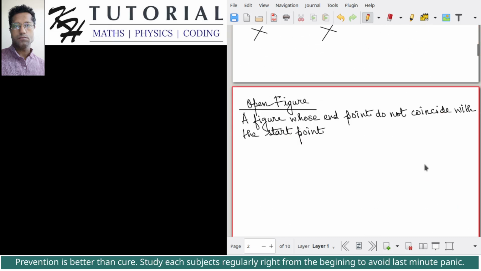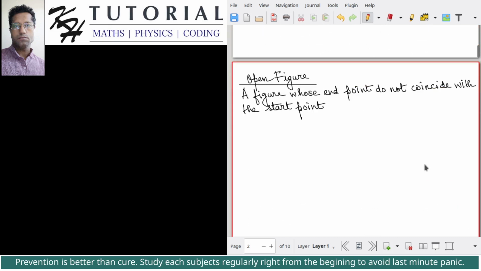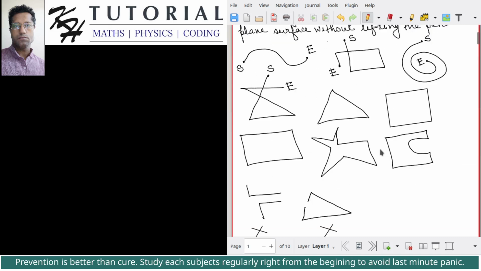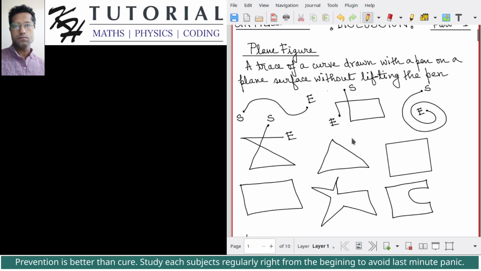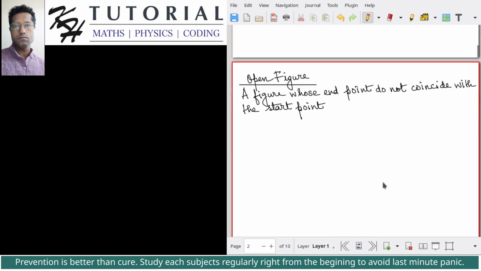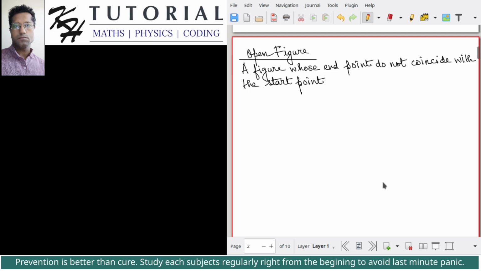Okay. Now a figure can be an open figure or it can be a closed figure. Let's see what is an open figure. For this we need to understand the starting and end point of a figure. I already explained while drawing the figures that when you draw a figure, it has a start point and an end point. So what is an open figure?